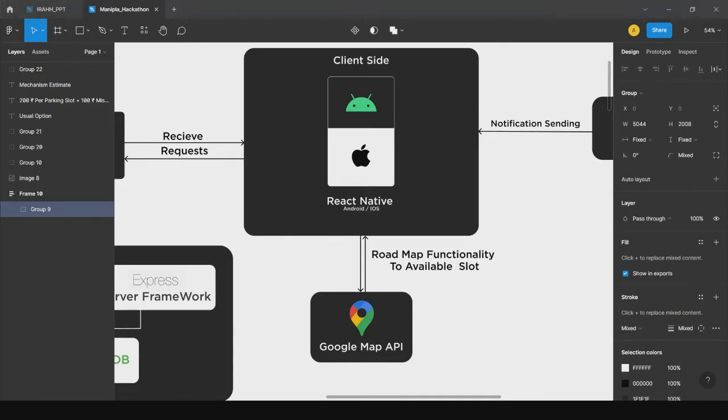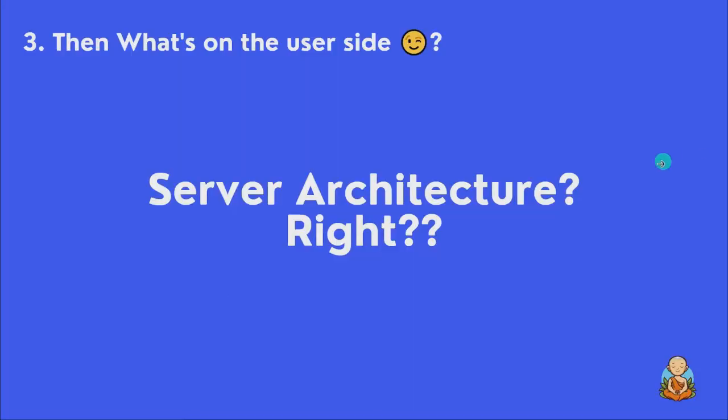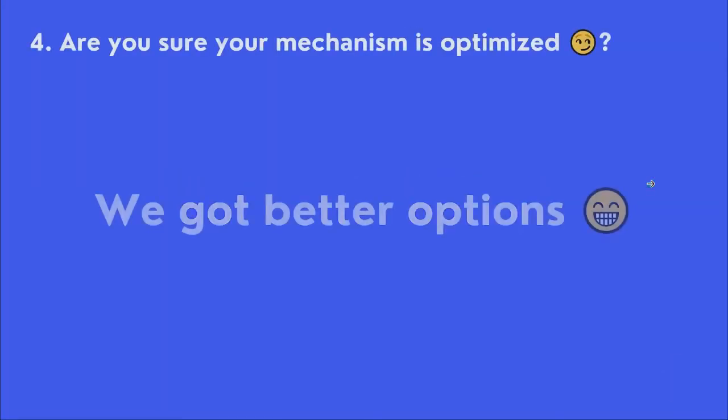So our third question is solved. Let's go to our presentation. Okay. So, are you sure your mechanism is optimized? We got better options. Let me show you.